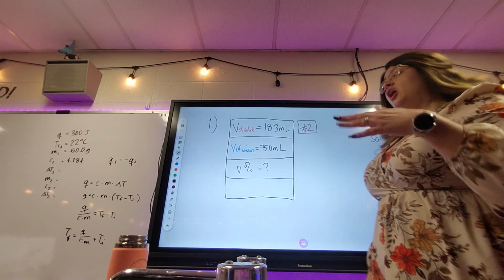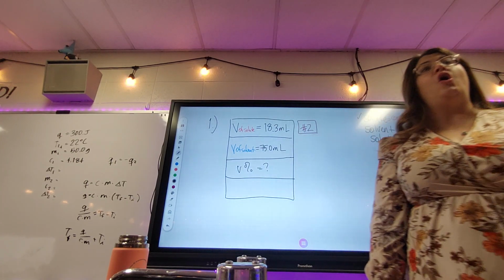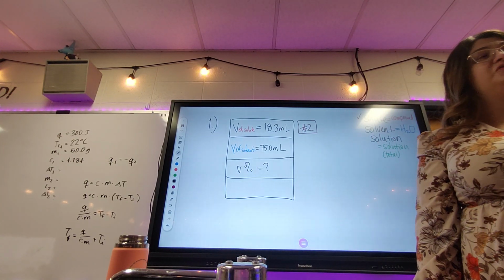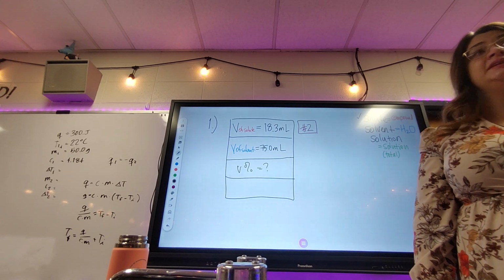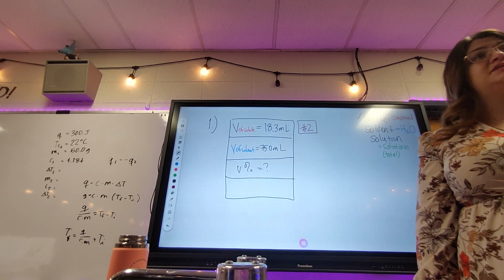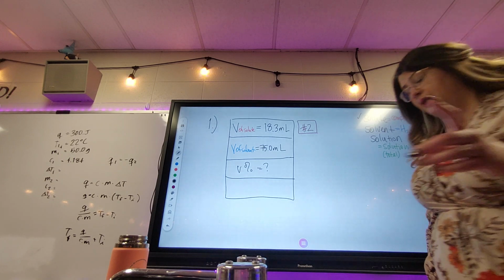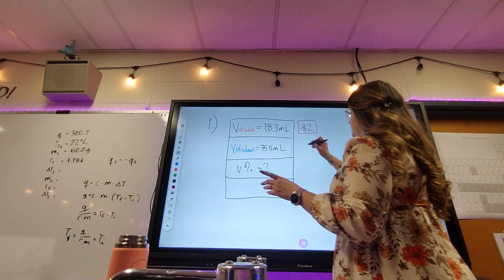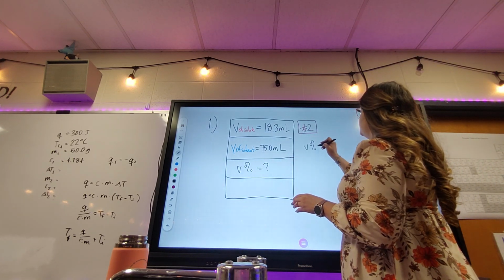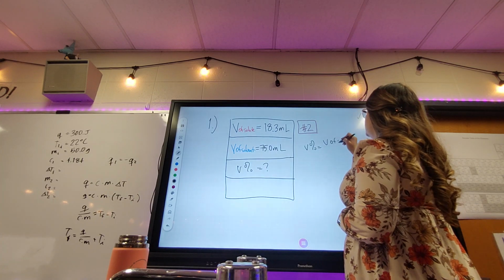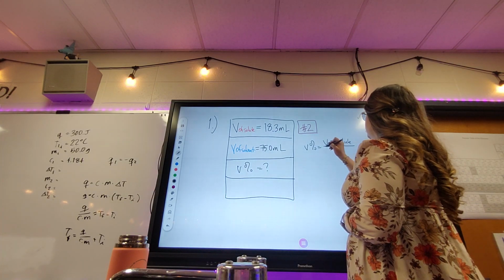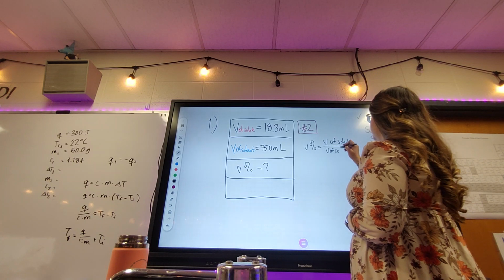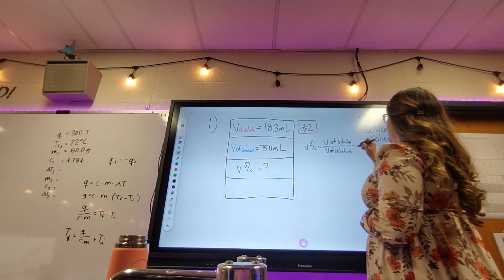Because I've already given you all of the different formulas solved for the variable, technically you could skip step 2, that column 2, but I'm not going to. So this is column 2. I'm going to write volume percent equals volume of solute divided by volume of solution times 100.